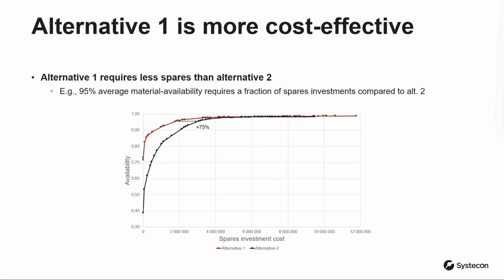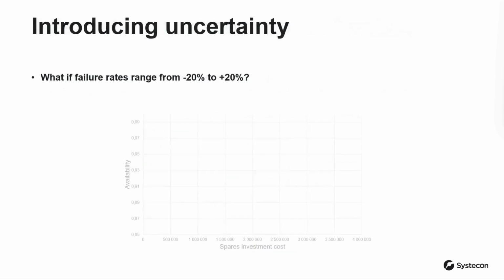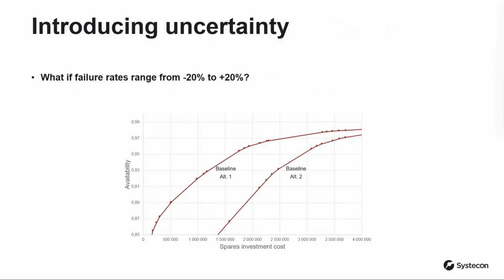Because of uncertainty, we cannot expect each line to be fixed. If we change one or several input parameters, the outcome will, of course, also change. The question is, will the effect of the uncertainty be enough to sway the results in favor of alternative number 2? To answer this question, we must repeat what we just did, but this time use a new set of failure rates and repeat this over and over again.